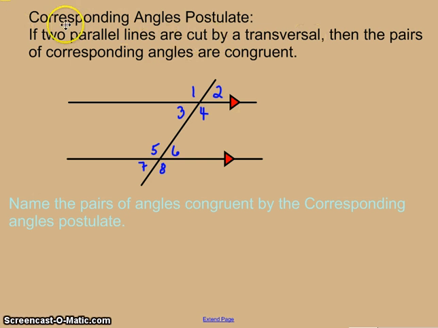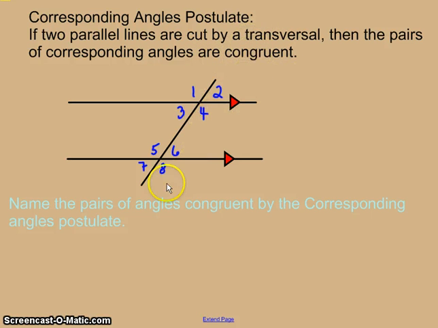Let's move on over here. We got the first little postulate, which is the corresponding angles postulate. It says if two parallel lines are cut by a transversal, and you'll probably hear me read that quite a bit during today's lesson, so all of your postulates and theorems are going to start off that way, then the pairs of corresponding angles are congruent.